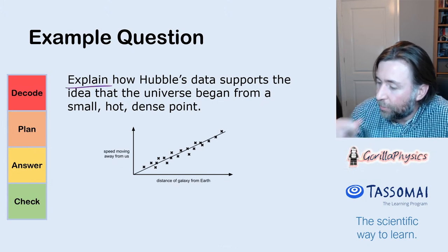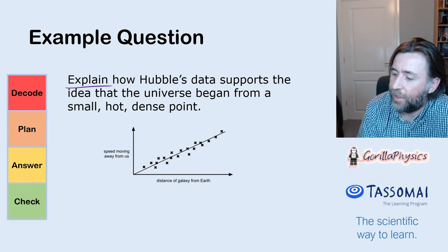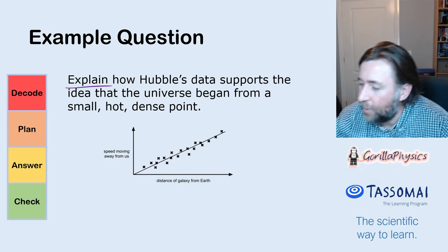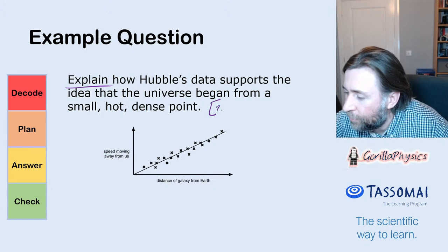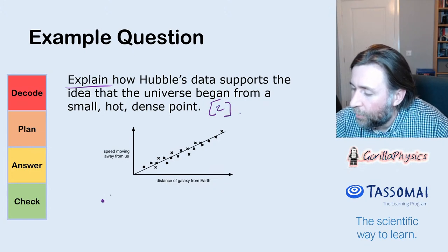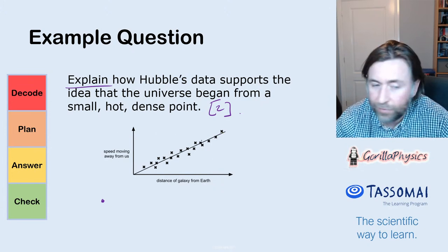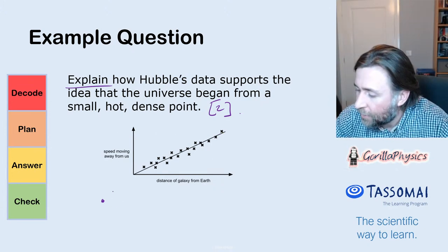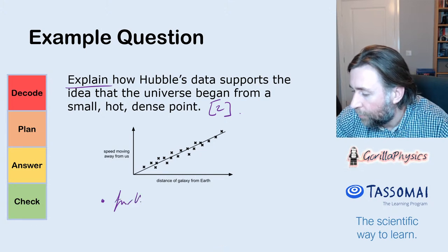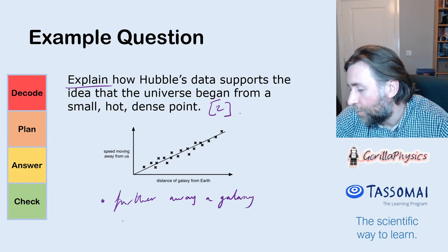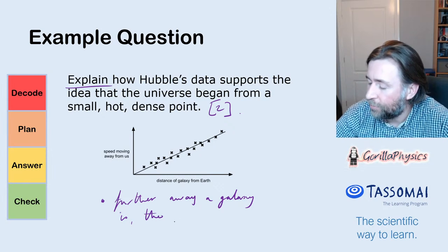Explain how Hubble's data, which is shown in the figure below, supports the idea the universe began from a small, hot, dense point. Okay, so this would probably be 2 marks. Okay, what does the data show? It shows that the further away the galaxy is, the faster it is moving, yeah? So the further away a galaxy is, the faster it's moving away. You could also say they're directly proportional.